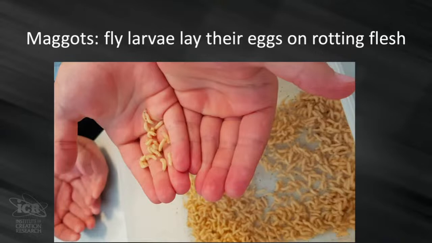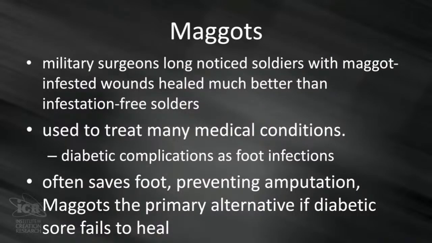These are fly maggots. There they are. What do they do? Well, military surgeons noticed soldiers with maggot-infested wounds healed much better than the infestation-free wounds that the soldiers had. And so they knew back then, this is before the Civil War, that these maggots, for some reason, had a beneficial effect. And then it wasn't long, and we began to use them to treat medical conditions. And now we know why.